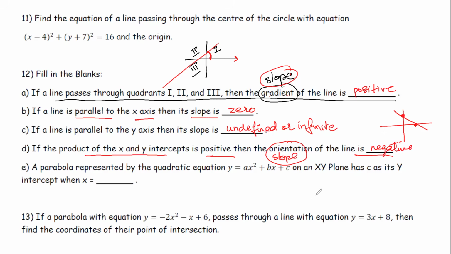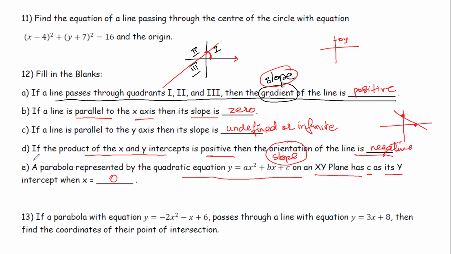A parabola represented by a quadratic equation on an xy plane has c as its y-intercept when x is obviously 0. See, y-intercepts are always on the y-axis. On the y-axis, remember, the coordinates are 0 and some y value. The 0 part is the x. So when x is 0, you always get your y-intercept. Okay, so that's it for question number 12.